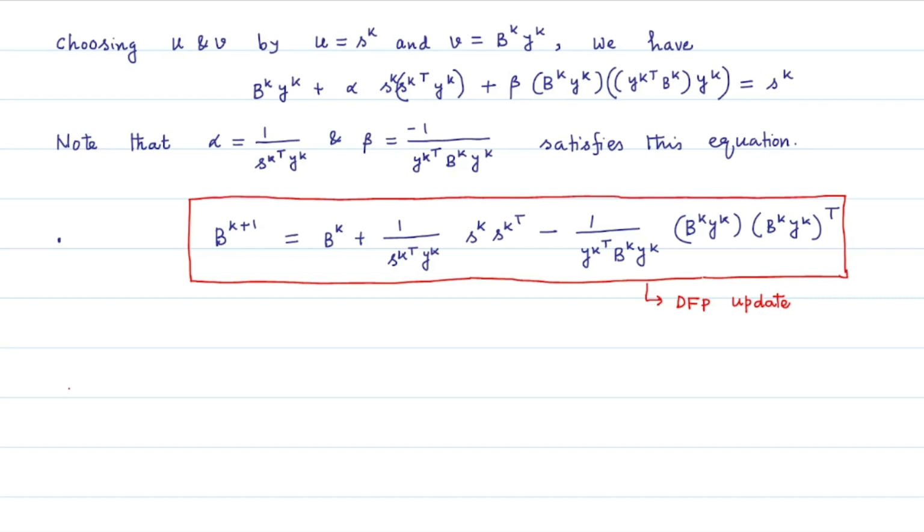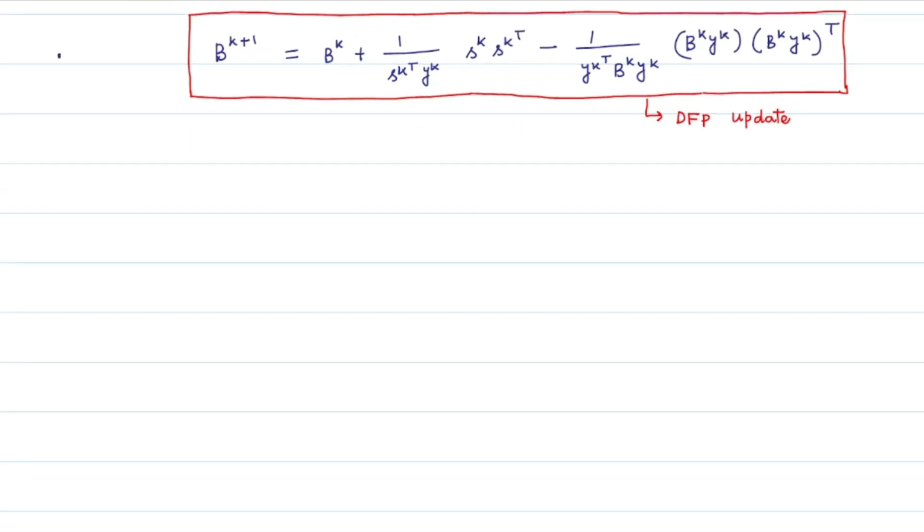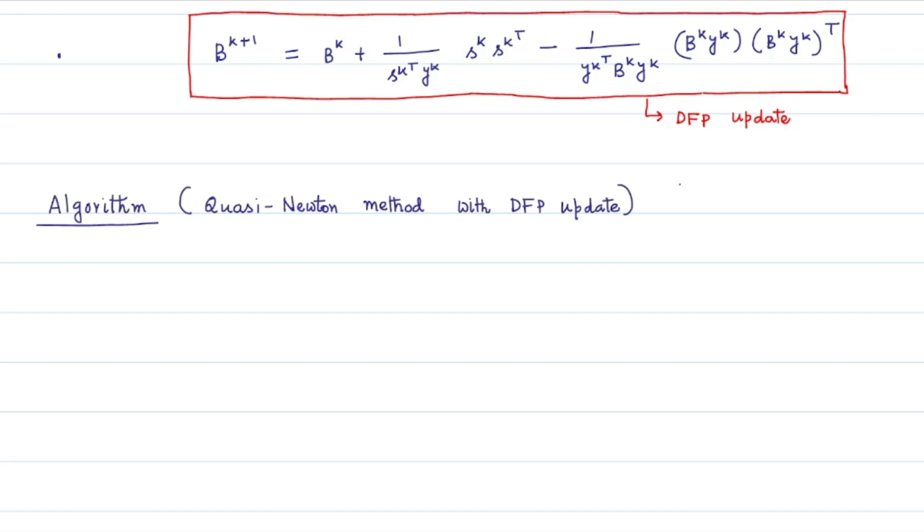Let me neatly write out the algorithm for the optimization method to solve an unconstrained optimization problem with this DFP update. To solve an unconstrained optimization problem, minimization of f(x), where x has n components, here we assume that the function f is twice continuously differentiable.